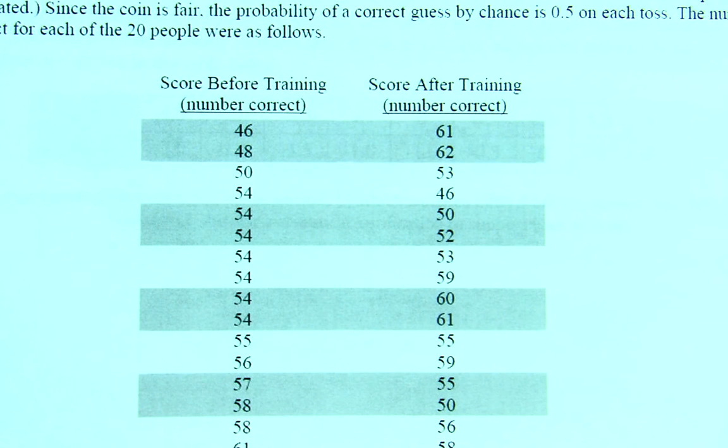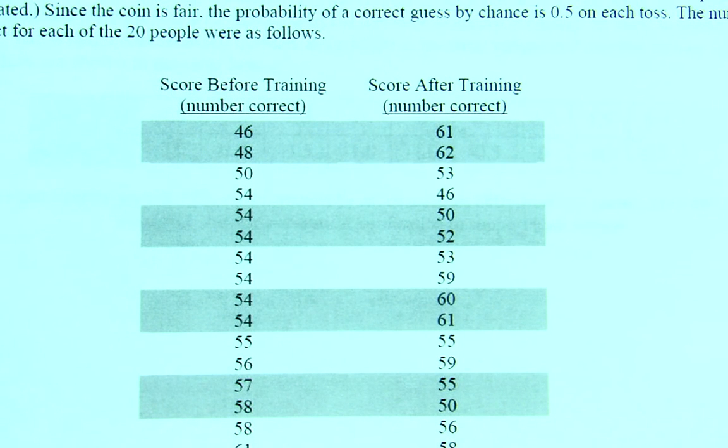Okay, this is number 5. People had been asked these questions and then were trained and retested on those same skills. What would we do here? Paired or independent? This should be paired because it's the same people that were tested and retested. When you see tested and retested on the same people, that's going to be paired.